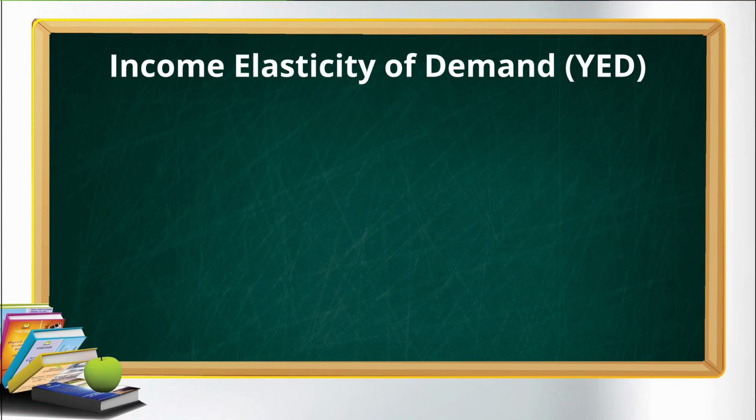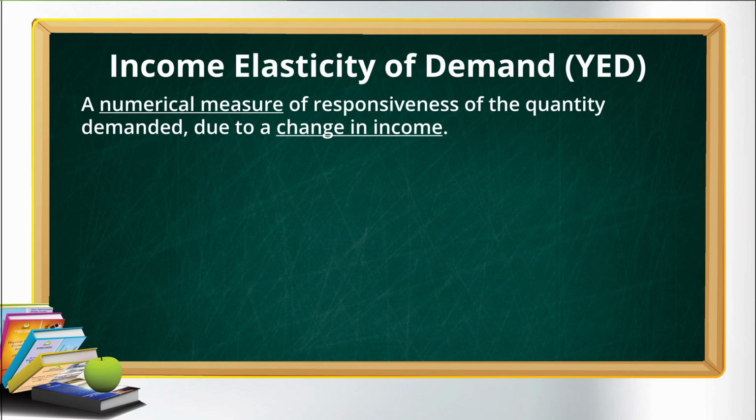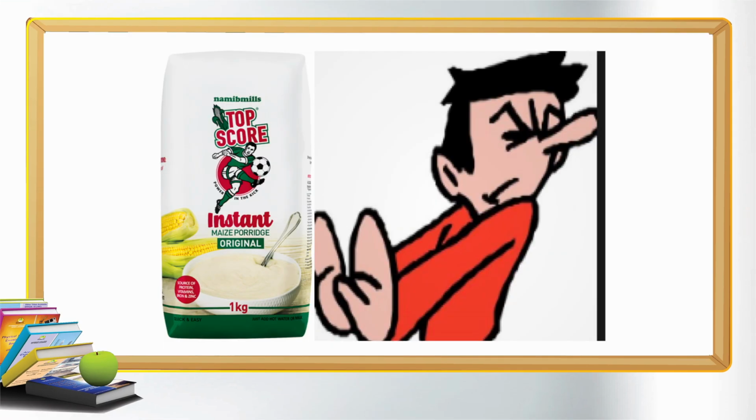Look closely at the definition of income elasticity of demand. Income elasticity of demand, YED, is defined as a numerical measure of responsiveness of quantity demanded due to a change in income. This simply means income elasticity of demand means people want to buy more of some things and less of others when their income becomes more or becomes less, so the demand for certain products changes accordingly.